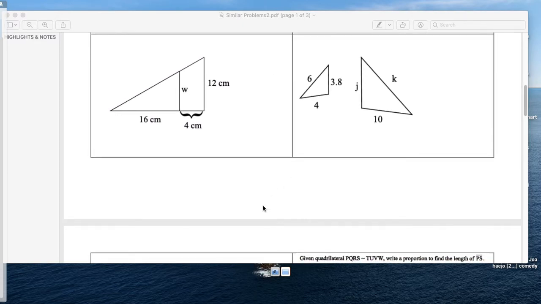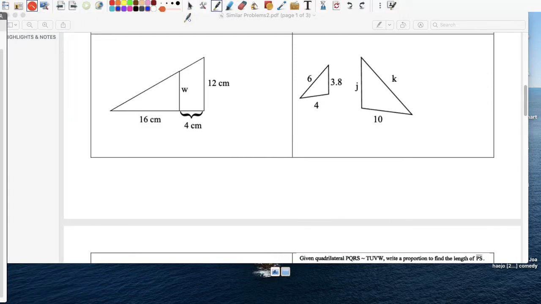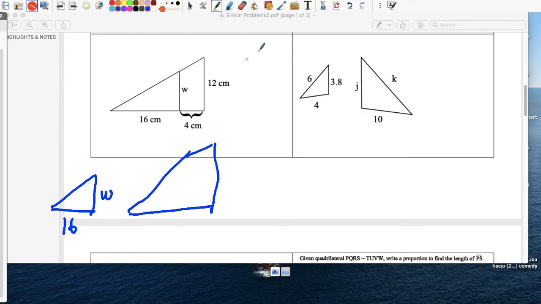Okay, so this one, I urge you to separate the triangles. Okay, so it makes it much easier. So we have one small triangle, and in that small triangle, this is 16 and this is W. And then we have the larger triangle. And the larger triangle, the height here, oops, really ugly triangle. The height here is 12, and the base here is 16 plus 4, right? That makes it 20.